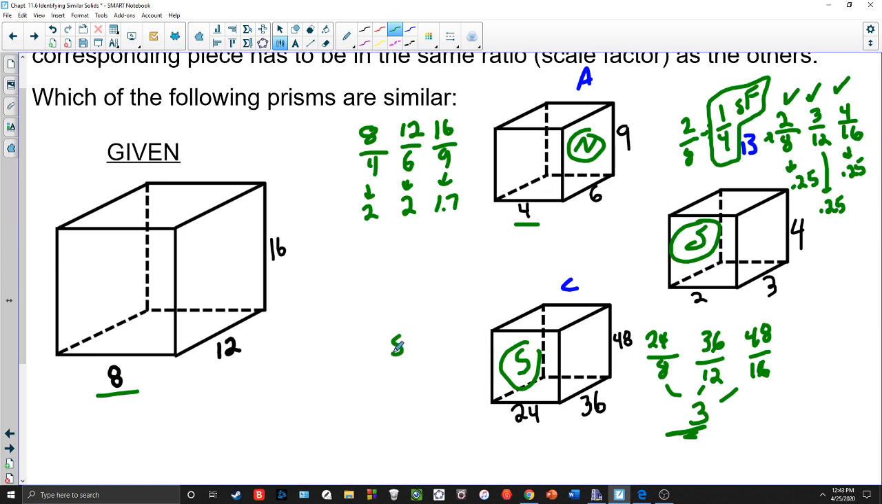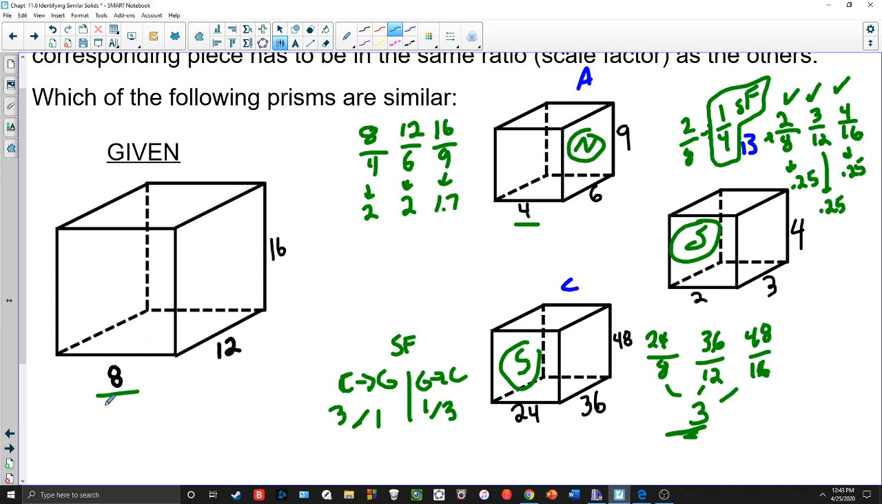The scale factor of C to given would be 3 to 1. Every 3 units on this is worth 1 unit over here, right? So C to given, big to small. If I want the scale factor of given to C, that would be 1 to 3.